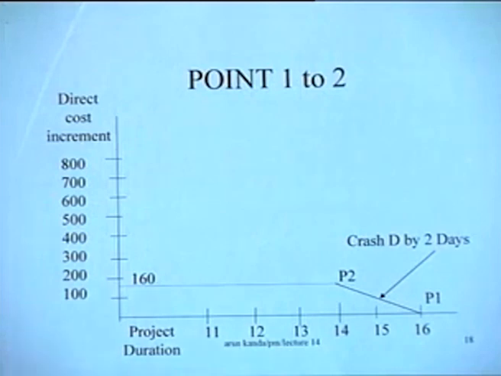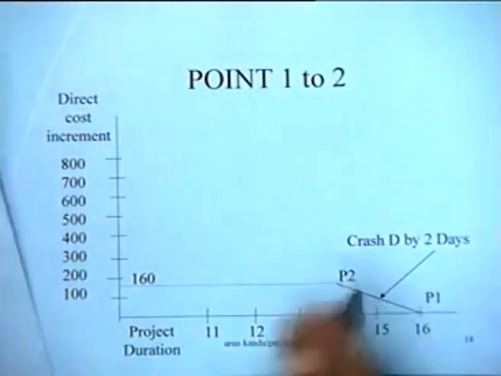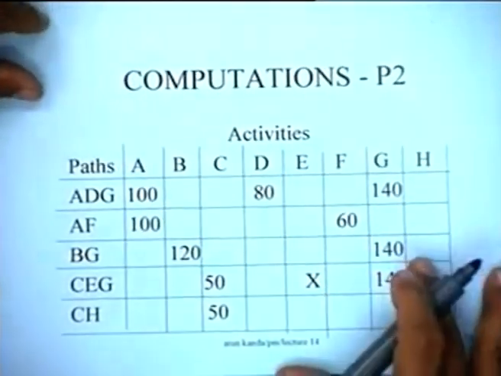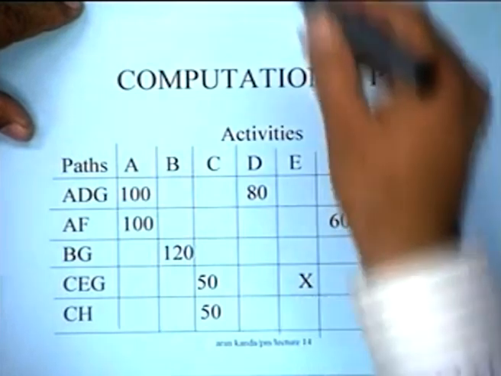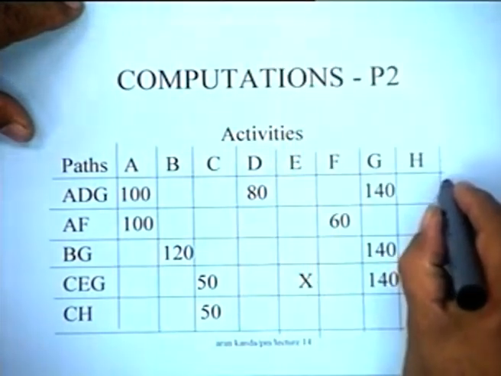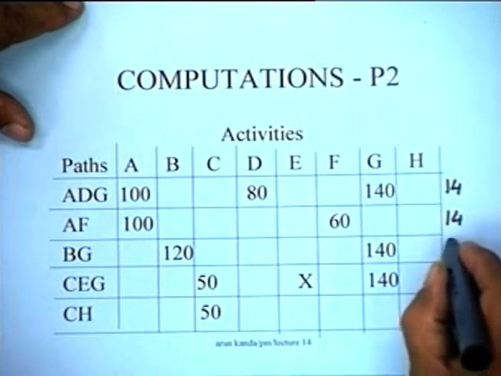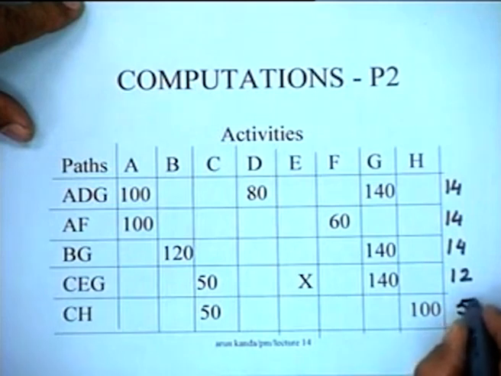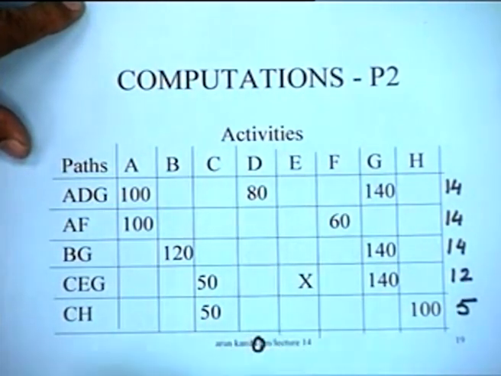Now having done that, we want to find out what we are going to do now. We have moved from point 1 to point 2. So let us try to see what is the status at point 2. Let us update our status. Since D was crashed, this path is 14 days, this path is 14 days, this path is 14 days, this path is 12 days, this is 5 days, and since D was crashed, it will not be possible to crash it further.